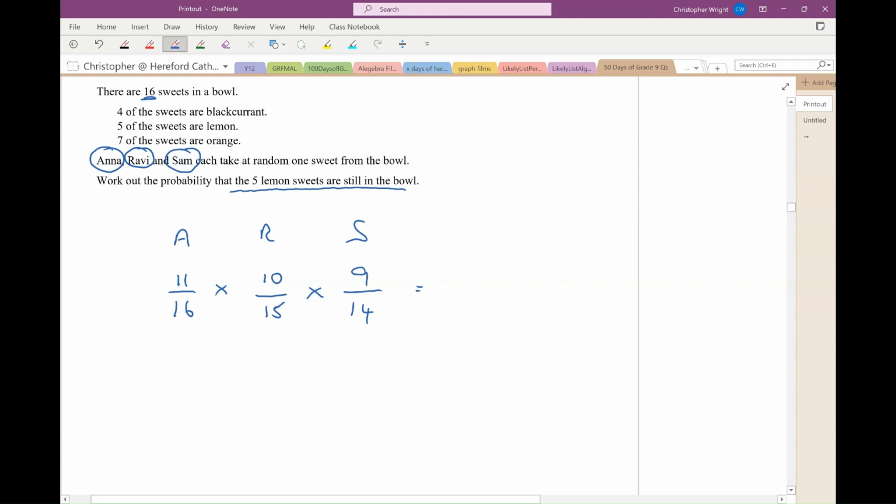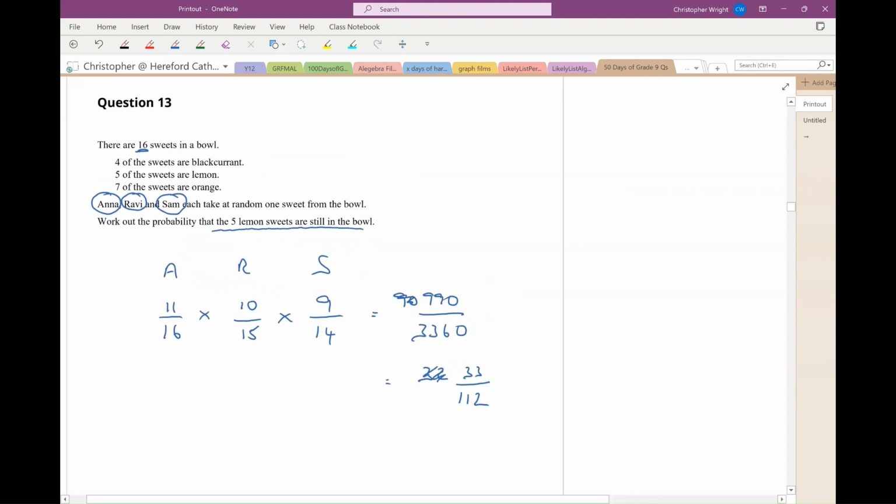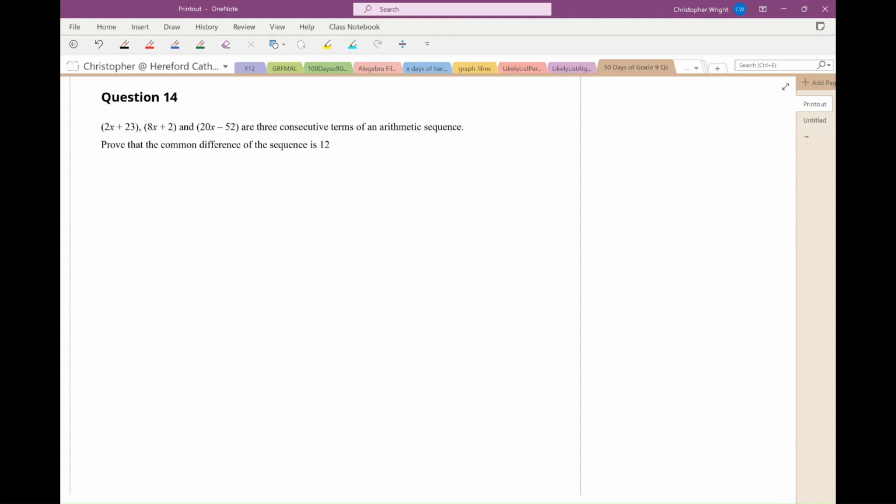So the probability that the 5 lemon sweets are still in the bowl is 990 over 16 times 15 times 14, 3,360. So if I put that in as a fraction, 3,360 gives me an answer of 33 112ths. And that is question 13 done, and I hope you avoided thinking about the probability of anything more complicated than you needed to. Question 14.